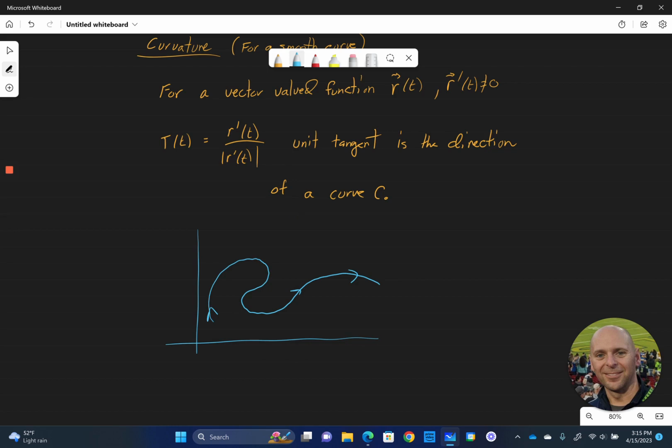So this is our function r of t here that we're going to work with. And again, this unit tangent indicates the direction that we're traveling at some particular point. So at this point, the curve is effectively going this direction. Here it's going like this. Here it's going like that. And all the way around at various points. That's not very tangent. Let's change that and make it look a little better.